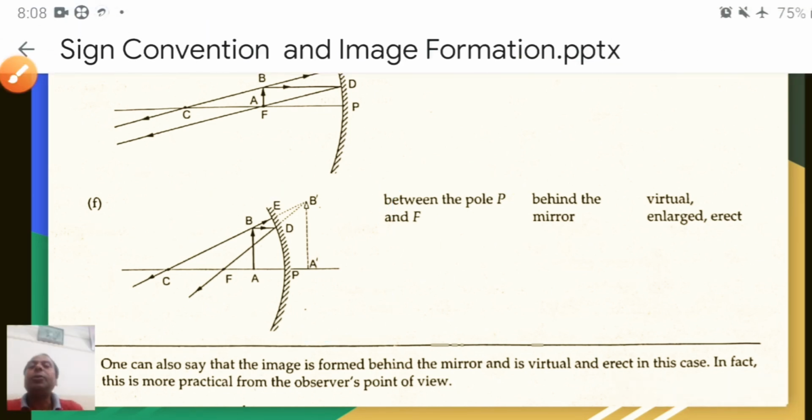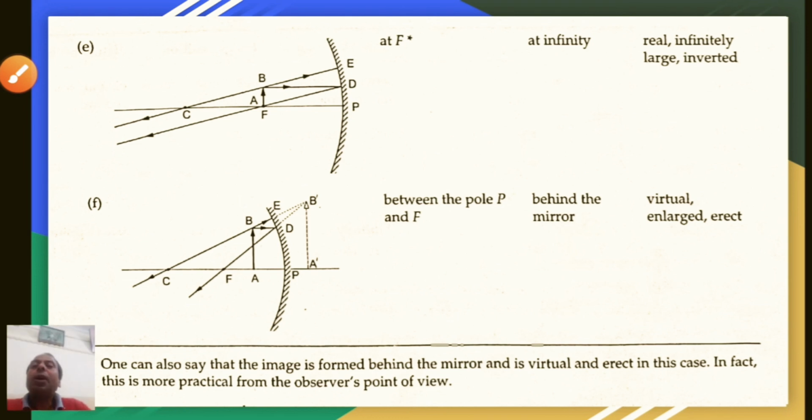Now in next video we will see how the image is formed with the help of a convex mirror.